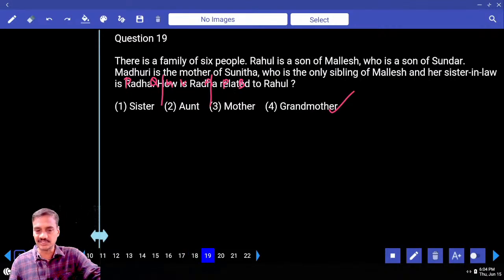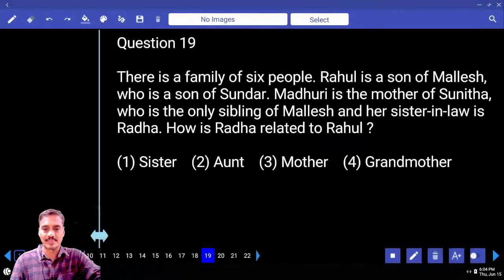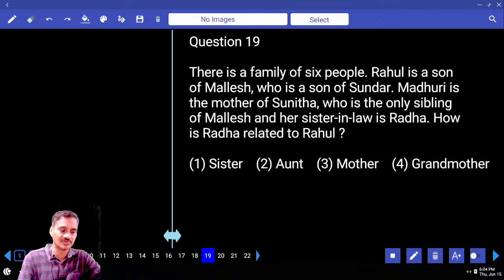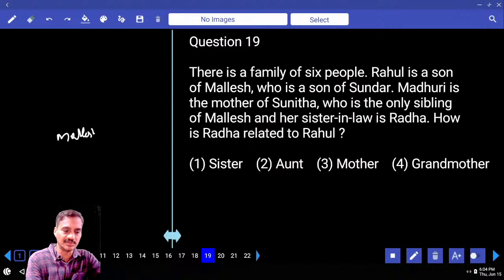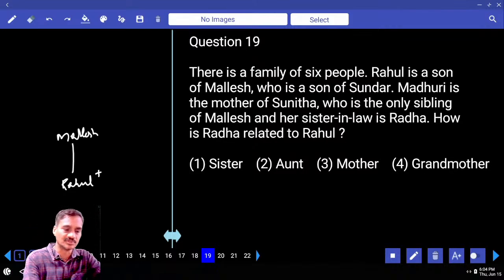Then coming to this 19, there are 6 people in a family. Rahul is the son of whom? Rahul is the son of Mallesh. Now Mallesh is here. And Mallesh, who is the son of Sundar? Now this Mallesh is the son of whom? Mallesh is the son of Sundar.